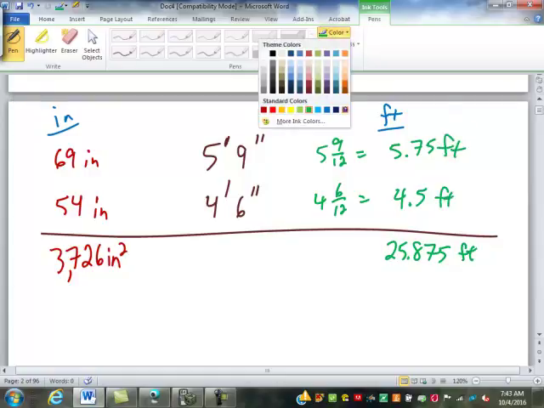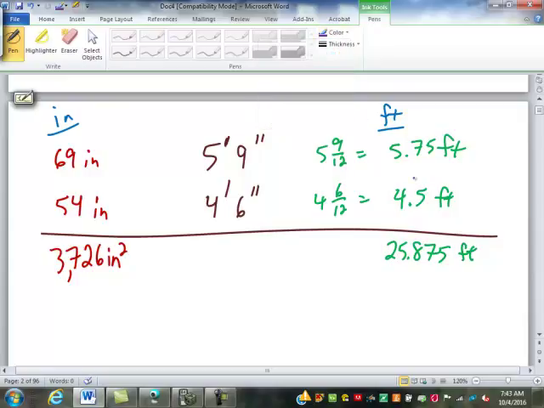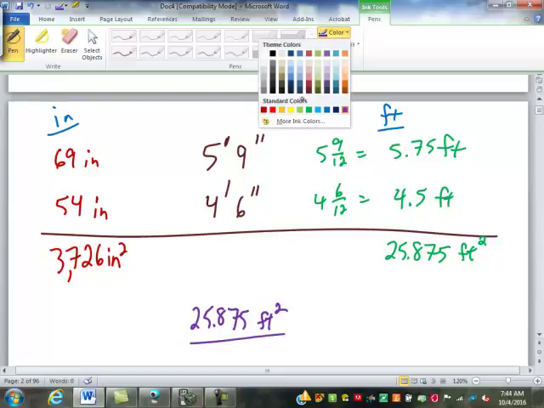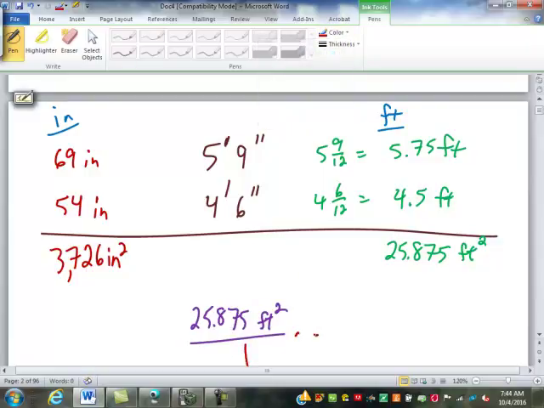Well, that's the question we're going to address right now. To get from inches to feet, normally you divide by 12. Or to go from feet to inches, normally you multiply by 12. But right now, this isn't feet and inches. It's square feet and square inches. So if I had 25.875 feet squared, if I put that over 1 and I go to multiply, I put feet on bottom, inches on top, 1 foot is 12 inches. Is this going to actually cancel out and work?